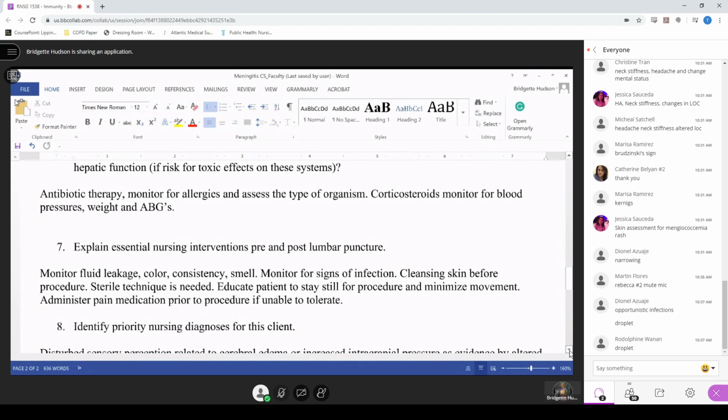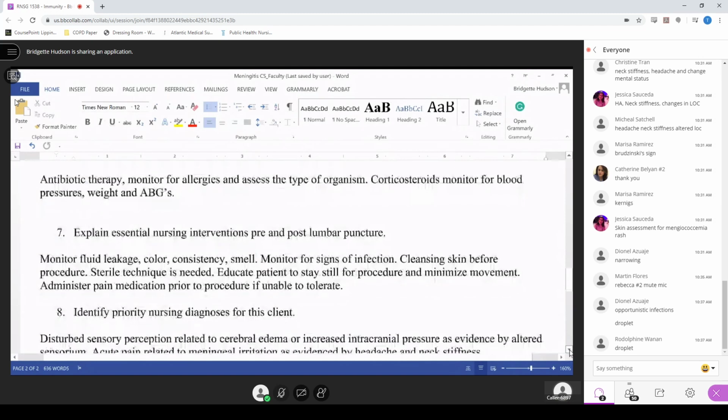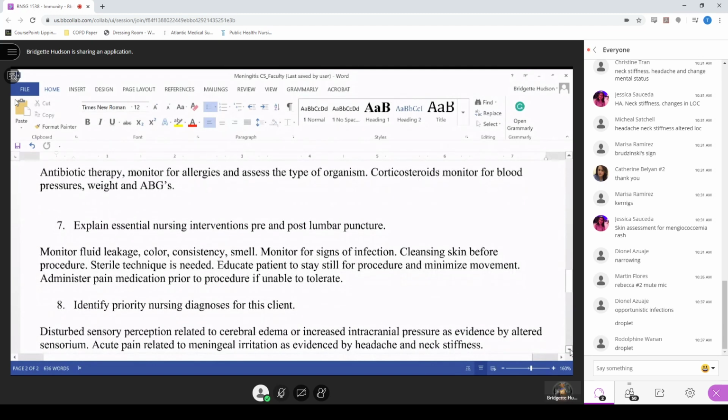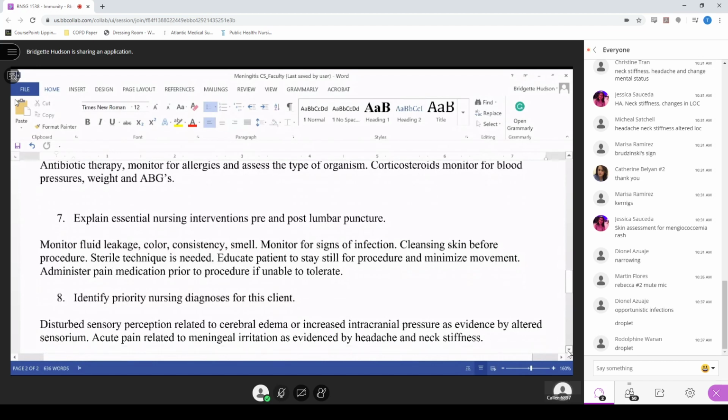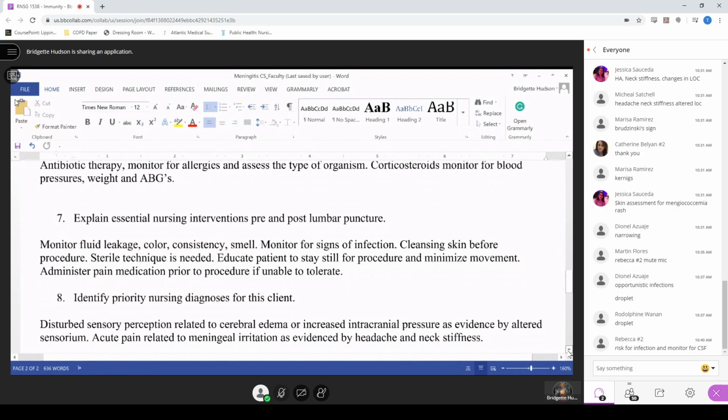Okay. Sensory perception for sure, related to the cerebral edema and increased ICP. So they already have an alteration in mental status, acute pain. Skin integrity, we can look at that as well. What other ones? Any others? Are we good there?